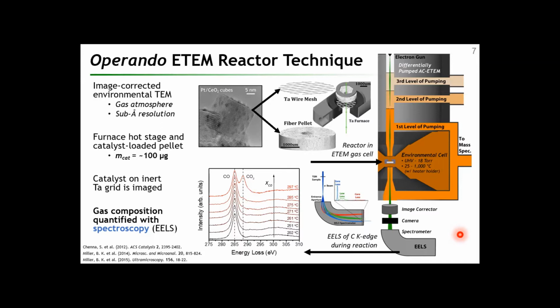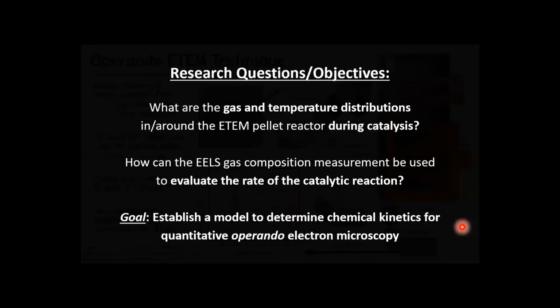The motivation for this project is that we want to know to what extent the gas composition measurement that we probe with electron energy loss spectroscopy relates to the rate of the catalyst on the grid that we're imaging. That's what we want to know. Some of the questions we want to address are: what are the gas and temperature distributions? How homogeneous or inhomogeneous are they? And how can EELS be used to evaluate the rate of the catalytic reaction and not just the gas phase composition?